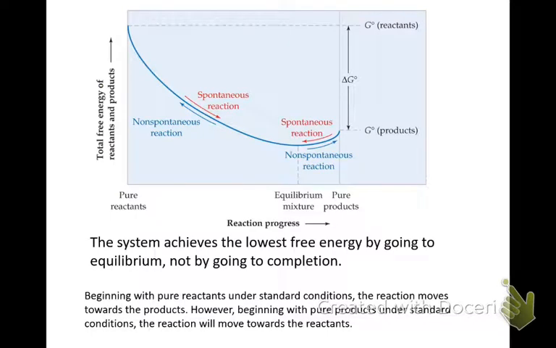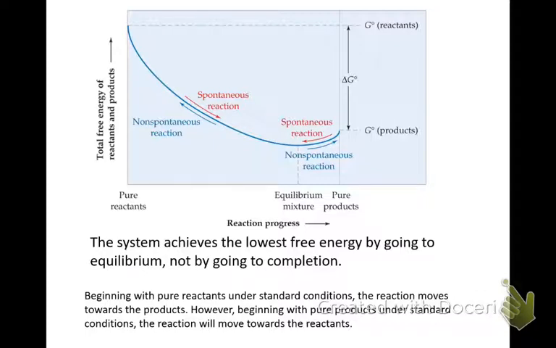So here's a different graph. On the y-axis, we have the free energy of the reactants and the products. And on the x-axis, we have pure reactants and pure products, so you might call that reaction progress. If you start with pure reactants, you'll go spontaneously toward the minimum delta G. And if you start with all products, you'll proceed in the reverse direction, toward the minimum delta G. So in all cases, a system achieves the lowest free energy at equilibrium. So equilibrium means the lowest free energy.